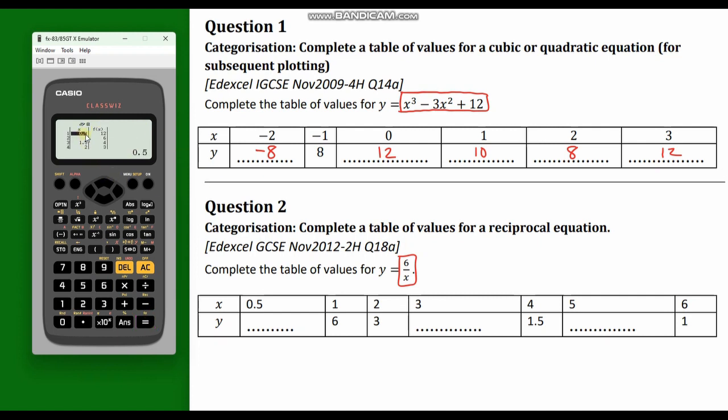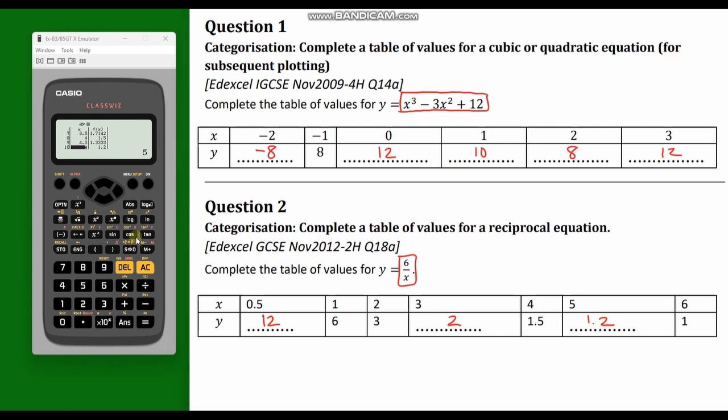So when x equals 0.5, y equals 12. Okay, when x equals 1, y equals 6, we've got that. When x equals 2, y equals 3, we've got that. So if we scroll down, we don't need to worry about the 2.5. If we scroll down to 3, when x equals 3, y equals 2. Scroll down again until we get to 4. Well, we've got 4 already, so let's look at 5. That gives us 1.2, and we've done 6. So now we've done this question.